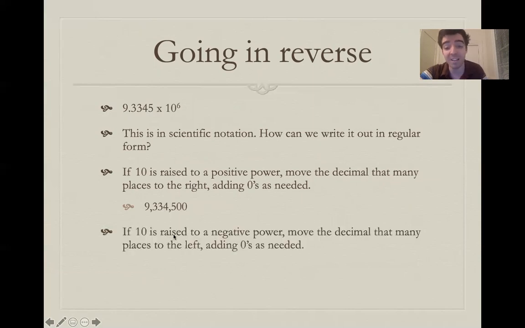If 10 is raised to a negative power, move the decimal that many places to the left, adding zeros as needed. So for example, if this was my original number, I need to move this to the left 5 spaces. So 1, 2, 3, 4, 5.